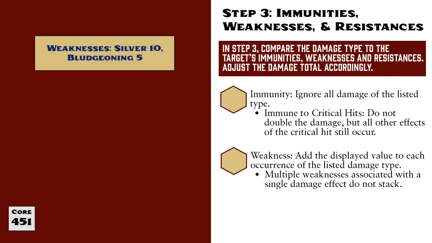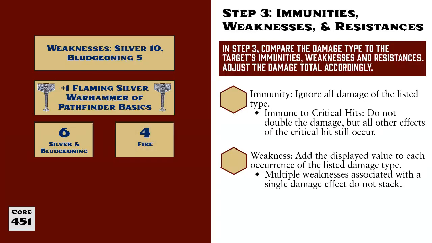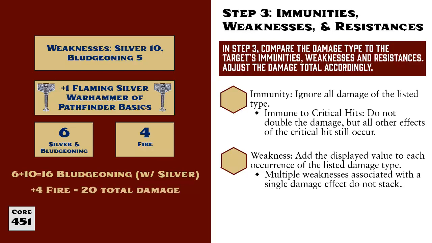So if a creature has 2 weaknesses, say they have the weakness Silver 10 and the weakness Bludgeoning 5, and you hit it with a Flaming Silver Warhammer that deals 6 points of silver bludgeoning damage and 4 points of fire damage, then that creature will suffer 16 points of silver bludgeoning damage, not 21, and 4 points of fire damage for a total of 20.